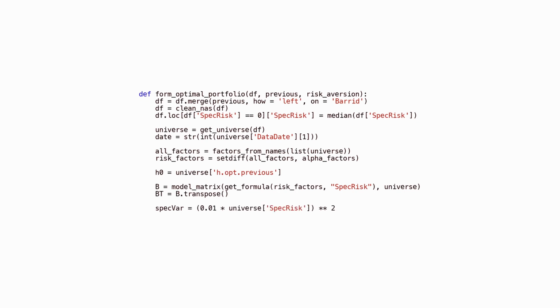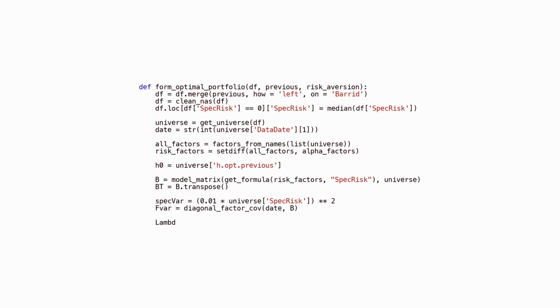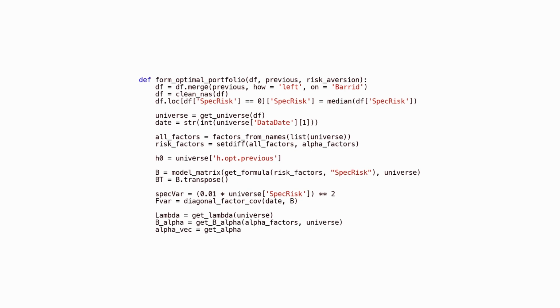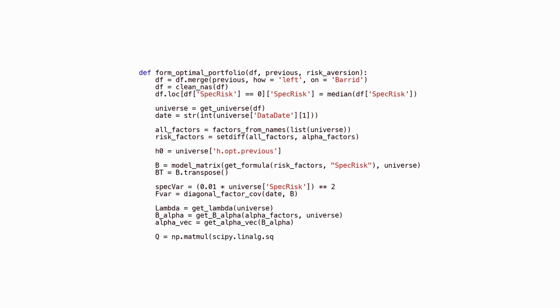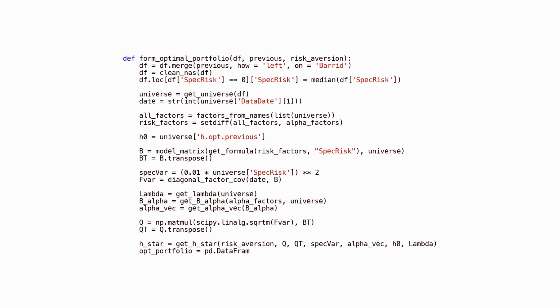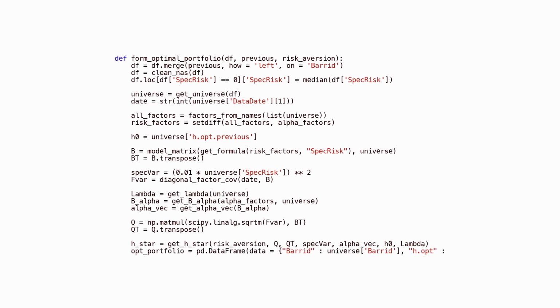portfolio weights. The first two lines of code merge the previous portfolio information with the dataset, and then clean the dataset by removing any rows with missing values. The next few lines of code calculate the median spec risk and use it to fill any missing values for this column in the dataset. The universe variable represents the subset of the dataset that will be used for the optimization process.